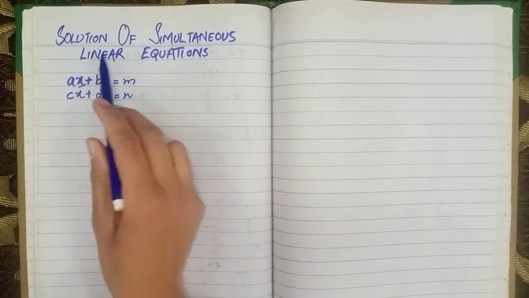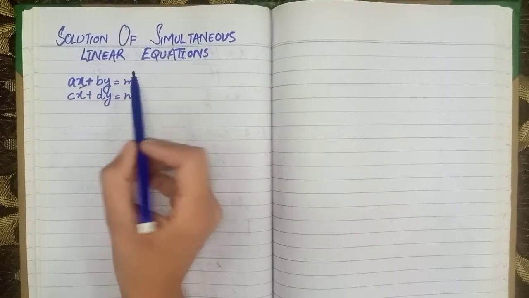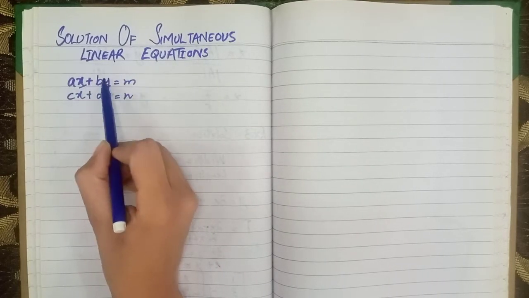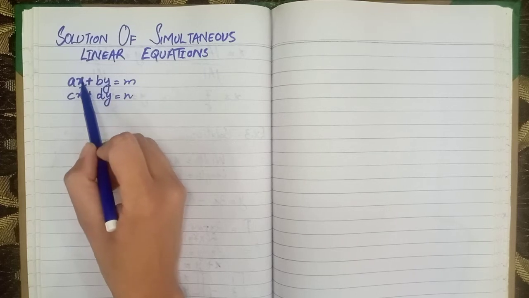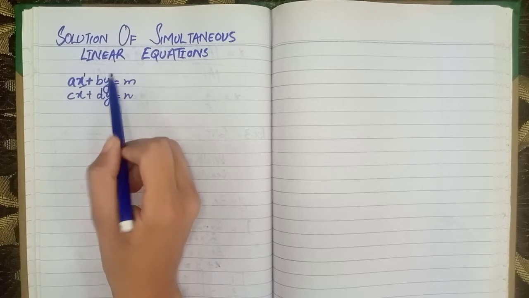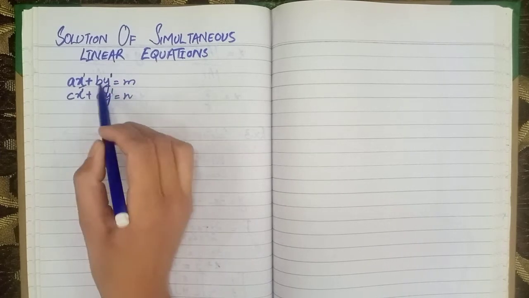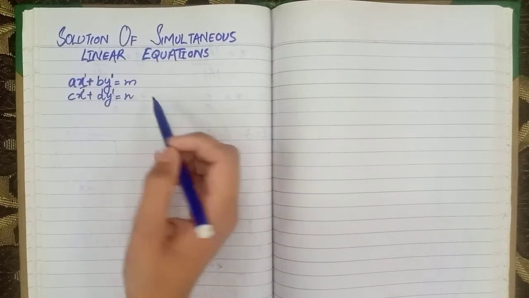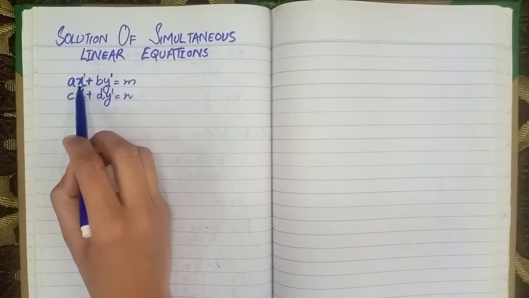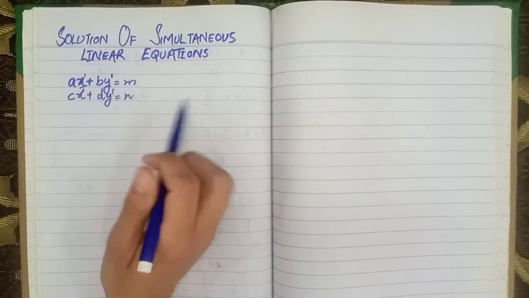A linear equation is an equation having the power of the variables 1. Here you can see x has the power 1 and y has the power 1, so these both are linear equations. The highest power of the variables involved in the equation should be 1, not exceed 1.